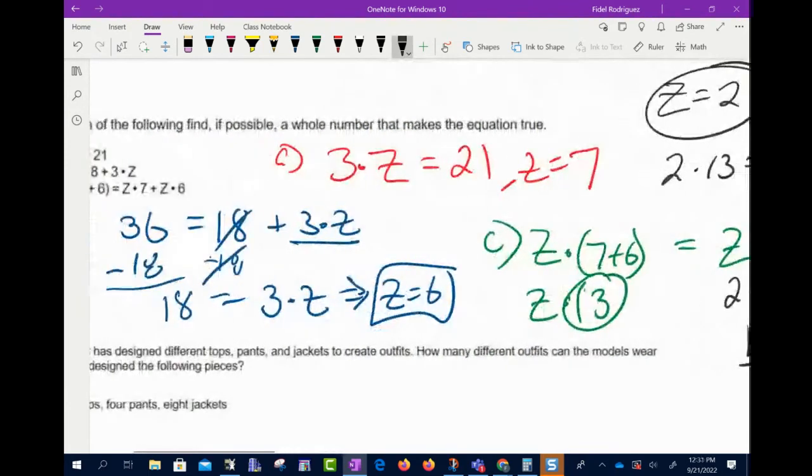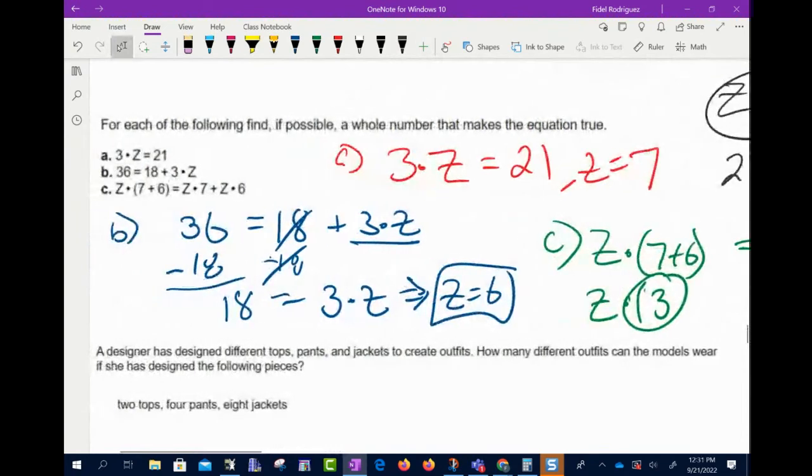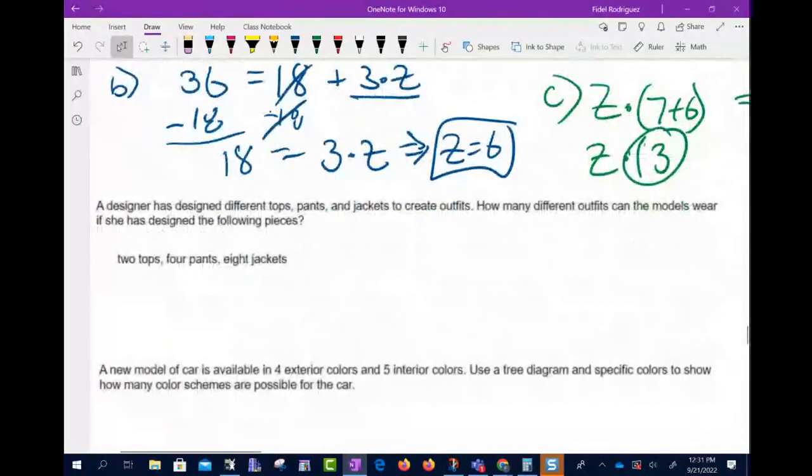All right. So let's take a look here at the next problem. And it says a designer has designed different tops, pants, and jackets to create outfits. How many different outfits can the models wear if she has designed the following pieces? Okay, so we have 2 tops, we have 4 pants, and we have 8 jackets. And we want to figure out how many different outfits we can make.